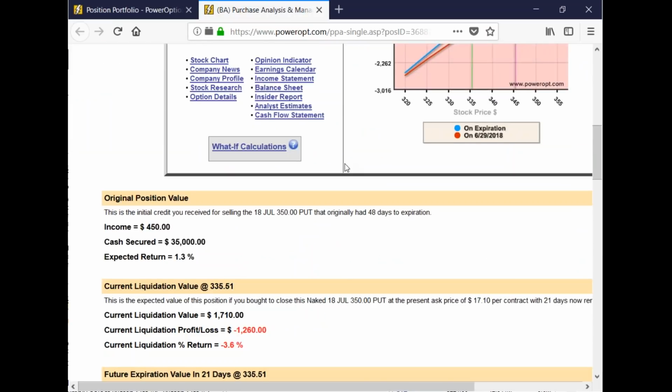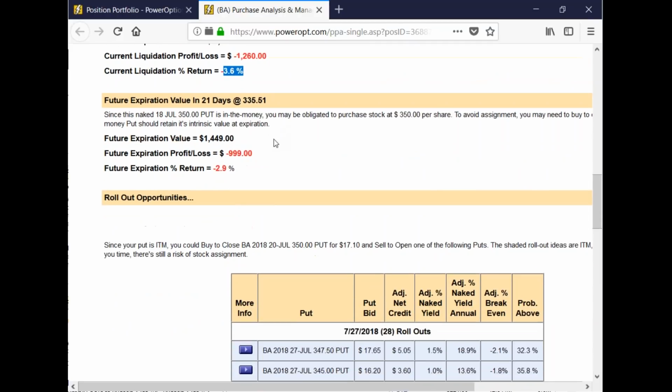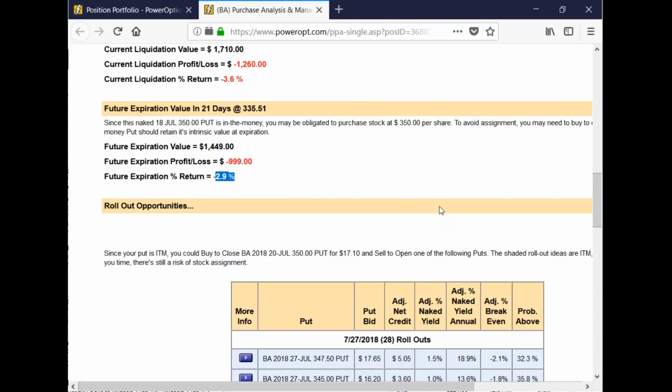All right, so as I'm tracking the portfolio, go to Position Actions and then Position Analysis. This gives you a breakdown of your current position, where we stand right now. If I got that $450 premium, I'm down 3.6% or $1,260. I'll lose about the same 2.9% when all the time value decays.